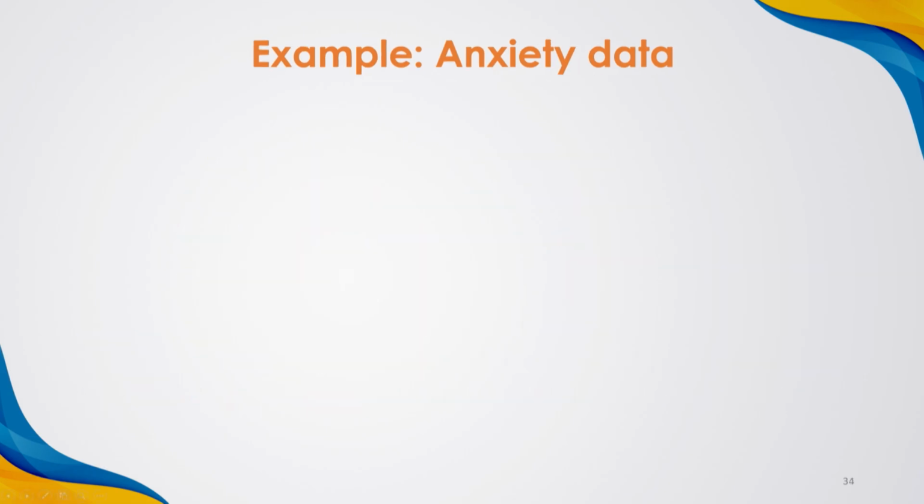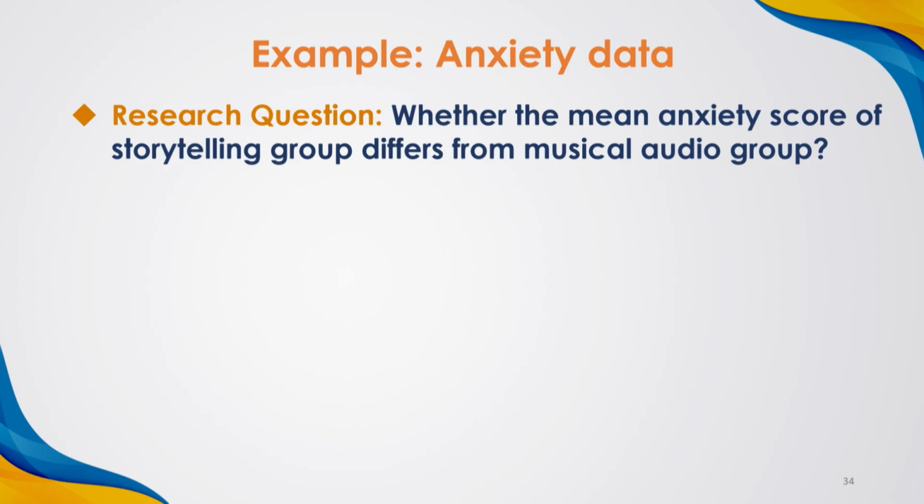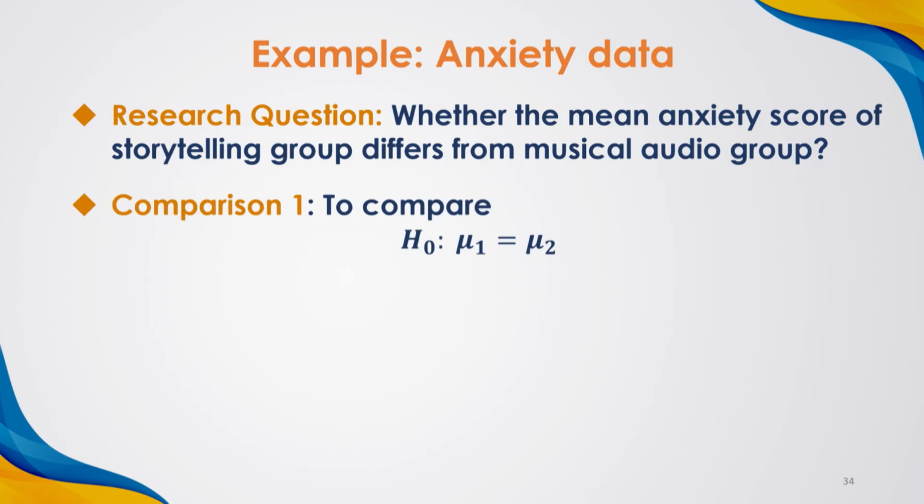So, we have already performed one way ANOVA, and the result is found to be significant. Now, we further proceed to know which pair of means is different using Scheffe's test. Here the research question for comparing the first two groups is whether the mean anxiety score of the storytelling group differs from the musical audio group. The hypothesis to be compared here is H naught: mu1 equal to mu2 against H1: mu1 not equal to mu2.